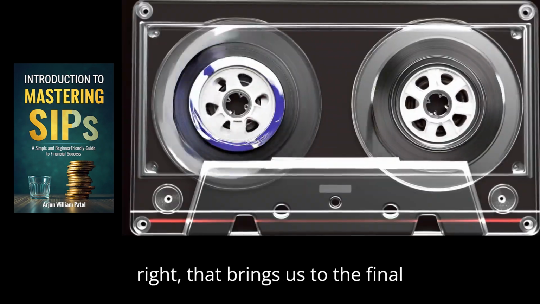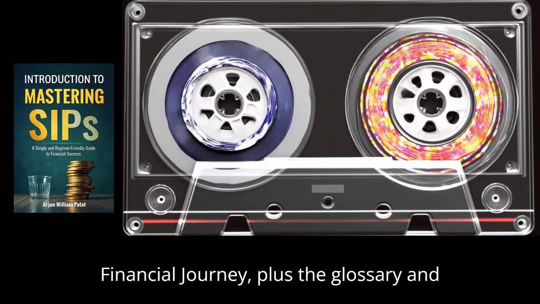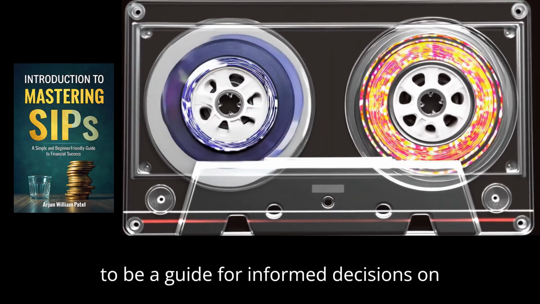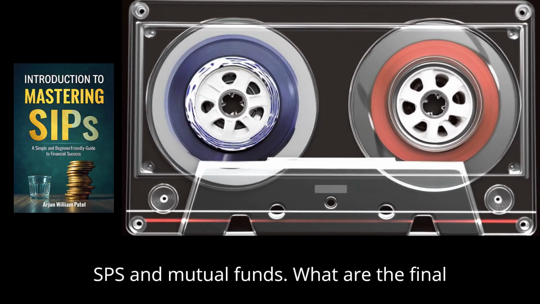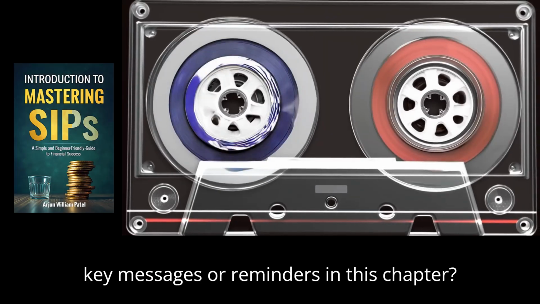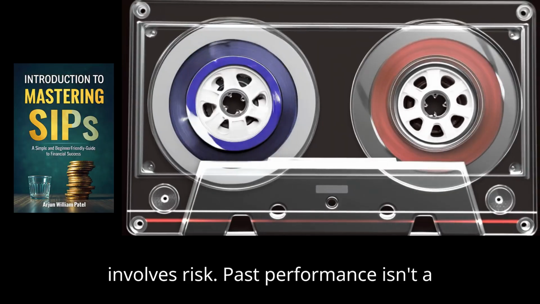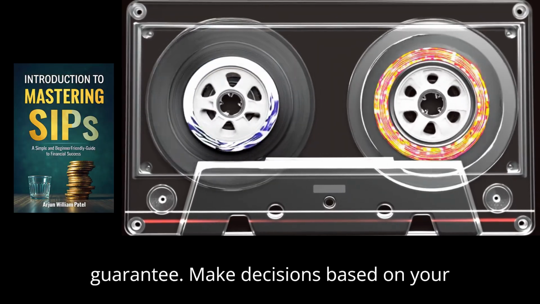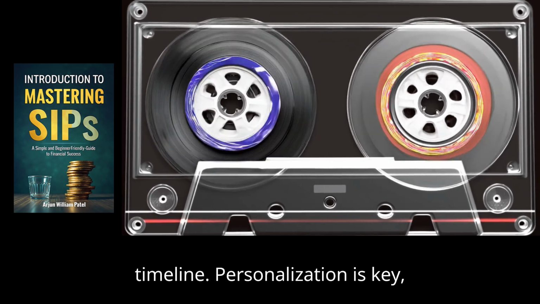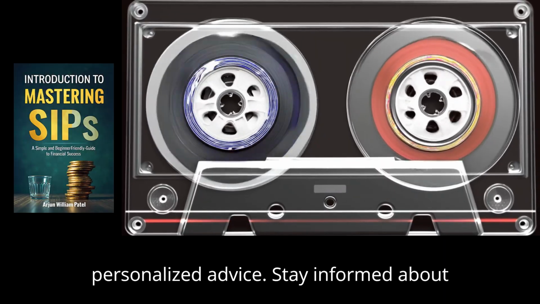All right, that brings us to the final chapter, Chapter 11, Navigating Your Financial Journey, plus the glossary and author info, kind of wrapping it all up. Exactly. It reiterates the book's purpose to be a guide for informed decisions on SIPs and mutual funds. What are the final key messages or reminders in this chapter? The big ones are, remember, investment involves risk. Past performance isn't a guarantee. Make decisions based on your personal goals, risk tolerance, and timeline. Personalization is key. Absolutely. And don't hesitate to consult a certified financial advisor for personalized advice.